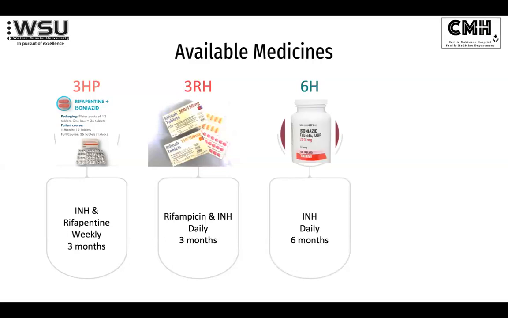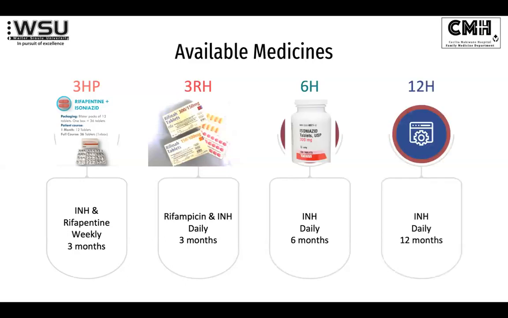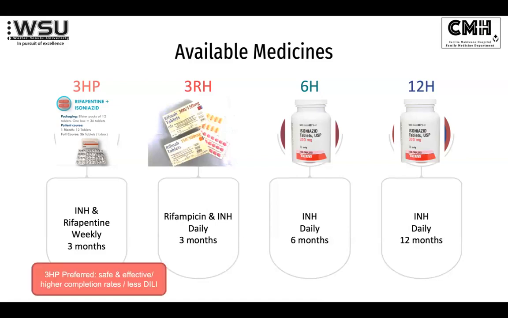And then we still have the good old-fashioned INH daily for 6 months, 6H, and 12H, which is the good old-fashioned INH daily for 12 months. Those preparations we're very familiar with. So that's basically the 4 choices that we have.